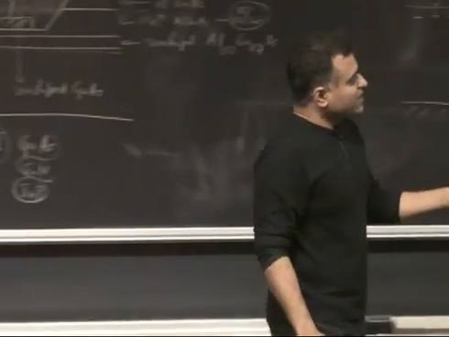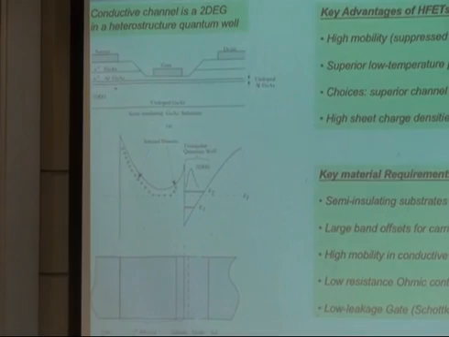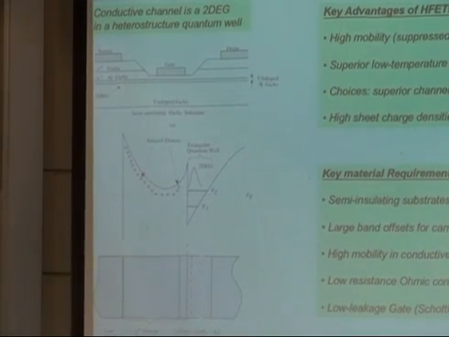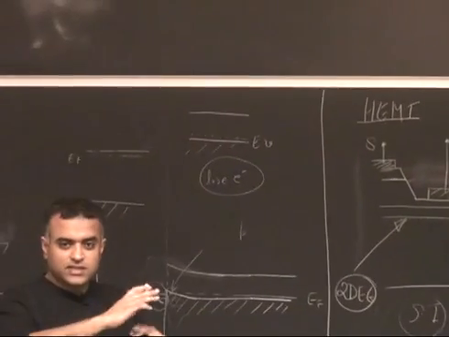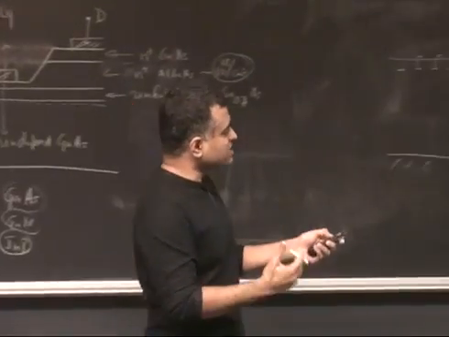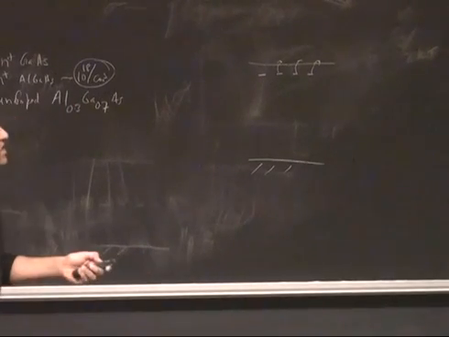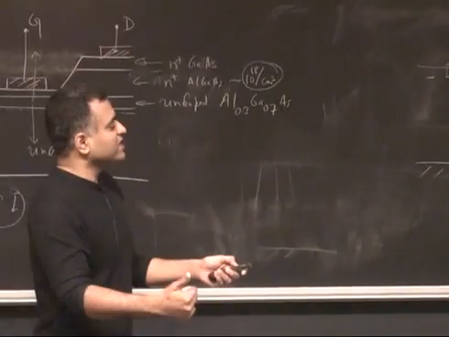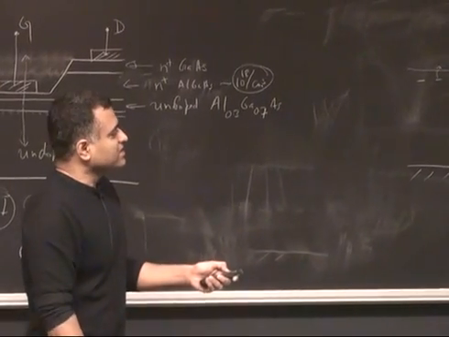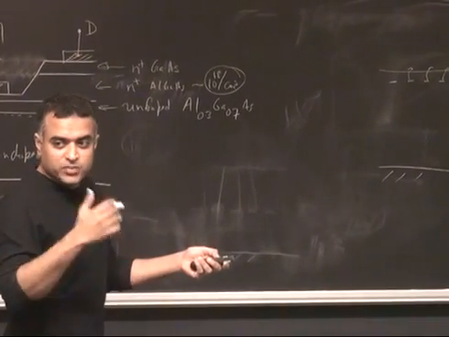Very important. A large band offset: the larger the band offset here, the more electrons you'll be able to fit into that quantum well. If you remember, the number of quantized states depends on the barrier height in a quantum well. So the larger the band offset, the better the carrier confinement. And once you have a semi-insulating substrate and a decent mobility, the second most important thing is a low resistance contact, an ohmic contact to this.